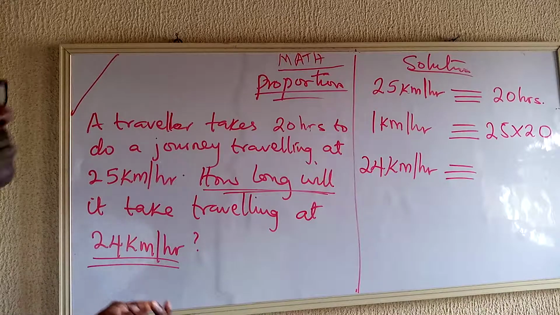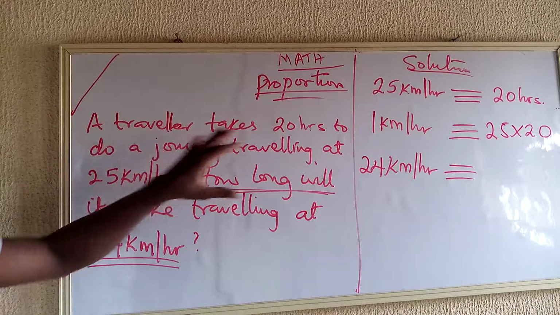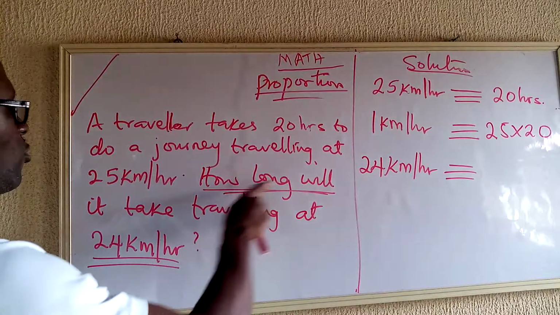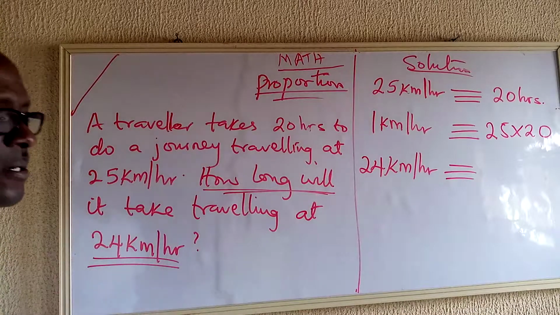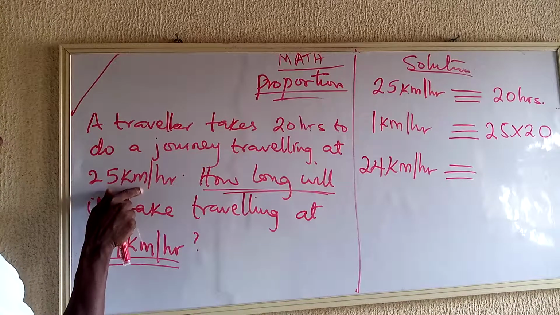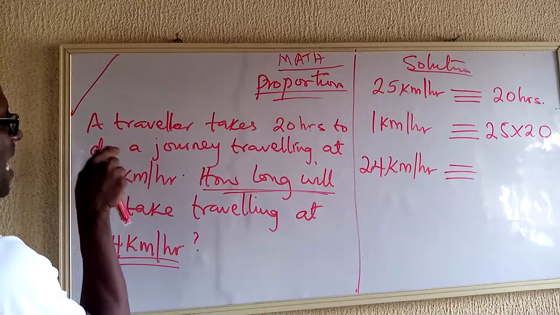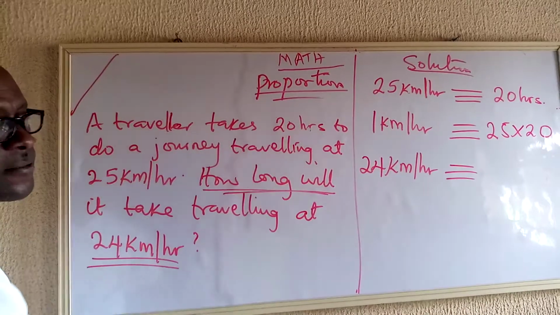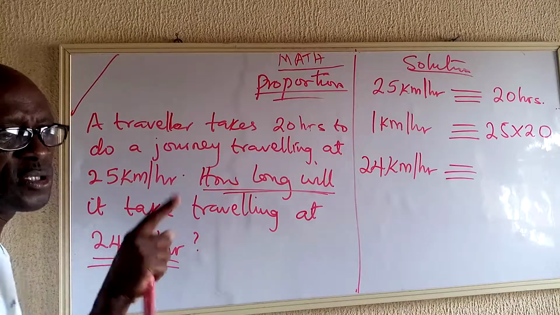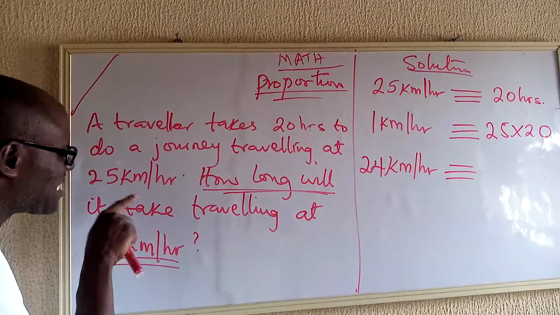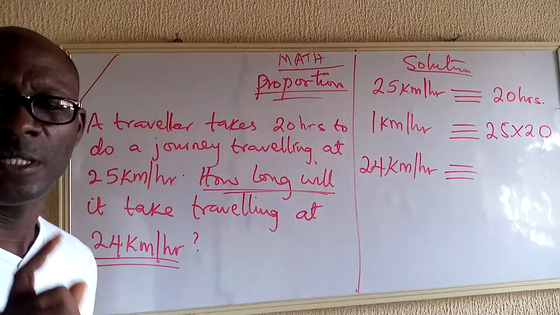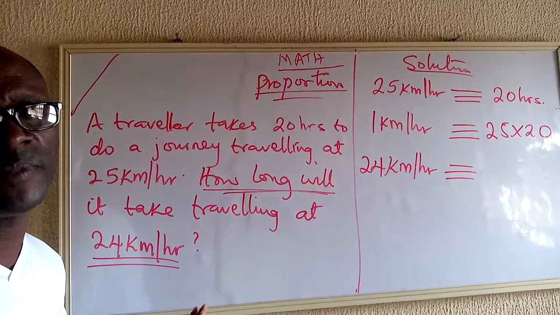Now, let's have a look at this question. A traveler takes 20 hours to do a journey traveling at 25 km per hour. How long will it take traveling at 24 km per hour? Simply put, the speed given here is 25 km per hour. And at that speed of 25, it takes 20 hours. If the speed is now decreased to 24 km per hour, you now ask yourself a question. Will the time spent increase or decrease? If you can answer that question, you have already solved the problem.